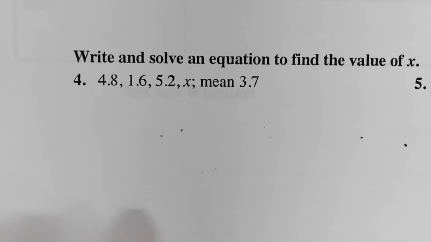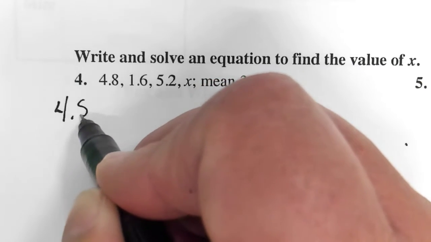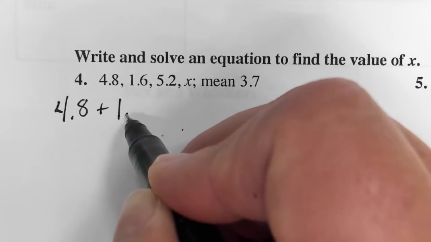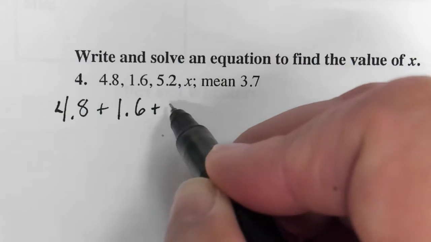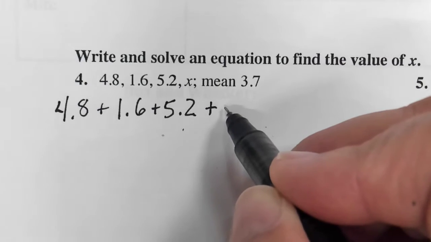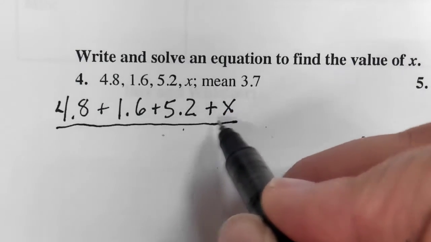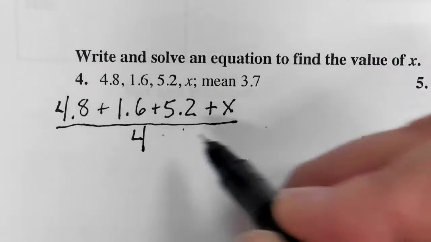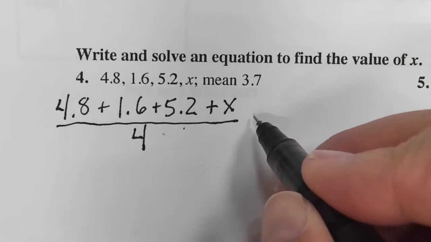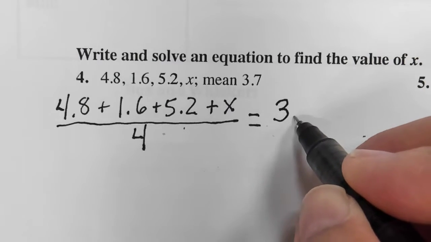So the first thing we're going to do is set the problem up as our step 1. Writing with me: 4 8/10 plus 1 6/10 plus 5 2/10 plus x. Now that gives us 4 pieces of data, so we're going to divide by 4. And then we would like the answer to end up with a mean of 3.7.